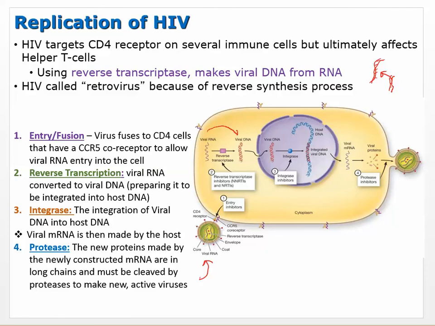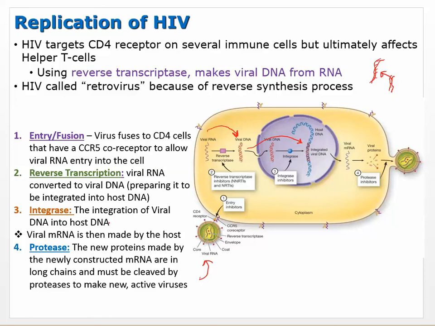Okay, then once it's in there, remember that RNA has to reverse transcribe. It has to turn into DNA. That's called reverse transcription. It turns into DNA, and then that DNA can't just run itself. It doesn't have the means to do that. It can't do it all on its own, so it has to become part of the host DNA. We call that integration. After it's reverse transcribed, it integrates into the host DNA, and then it becomes part of that gene or that DNA.